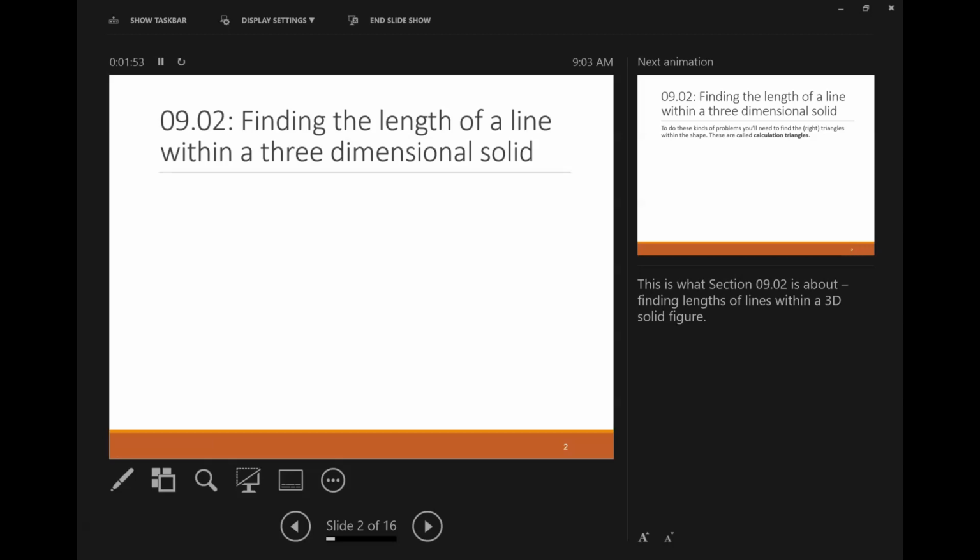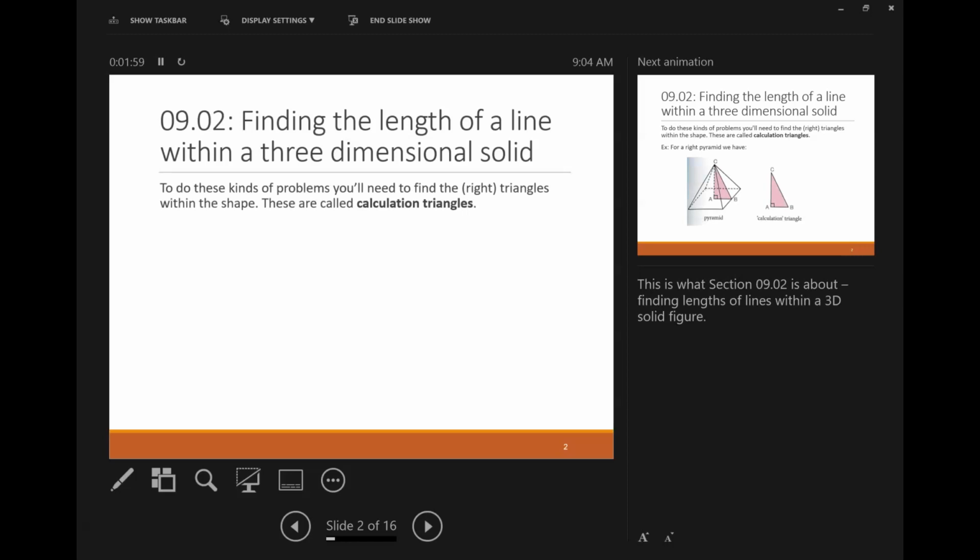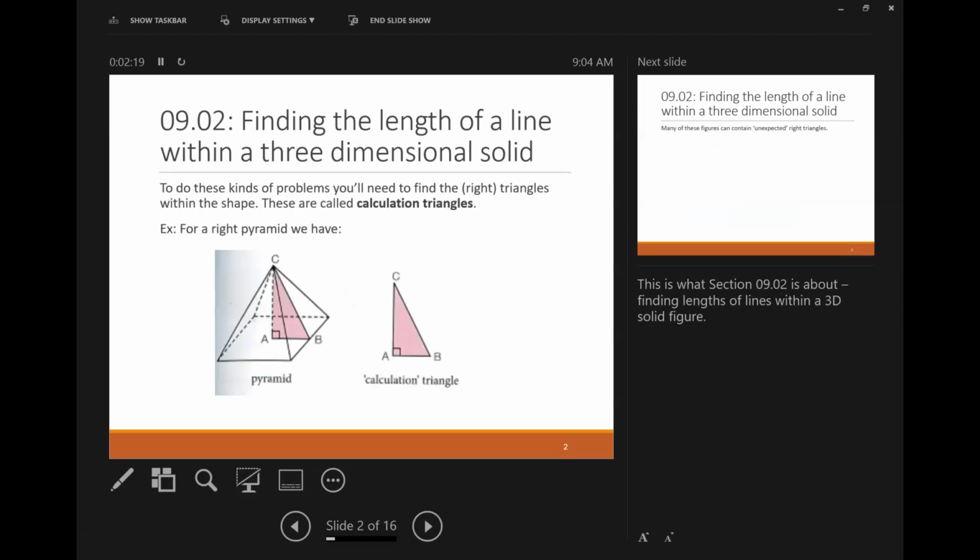So the first thing I want to talk about is finding the length of a line within a three-dimensional solid. Okay. When we're doing this, what we're going to need to find is called a calculation triangle. We're going to find a triangle embedded inside of our three-dimensional figure, and we're going to use that triangle to find the side length or the distance that we're looking for. So what do I mean by a calculation triangle? Inside of a right pyramid, this is one example of a calculation triangle. When I draw these calculation triangles, I am going to be looking for right triangles in particular.